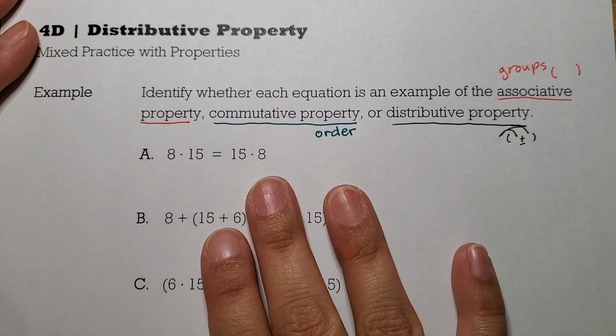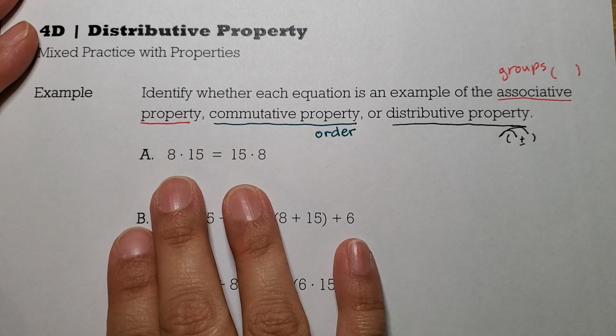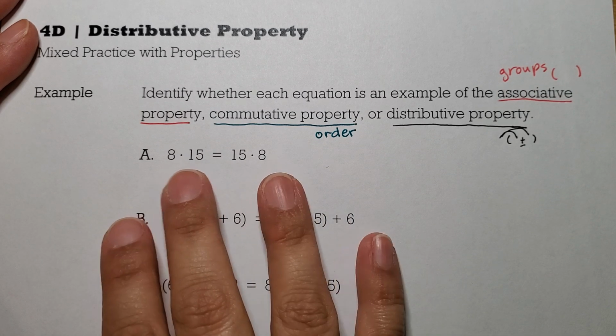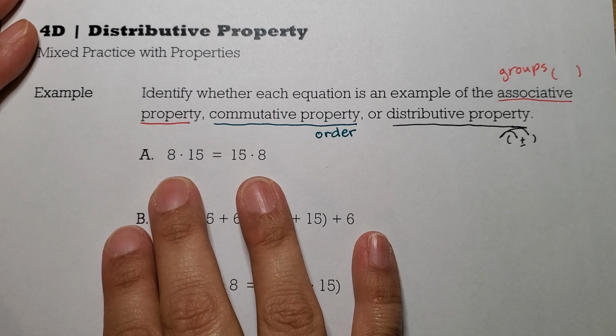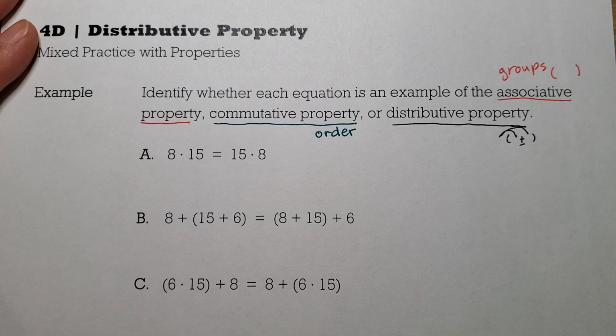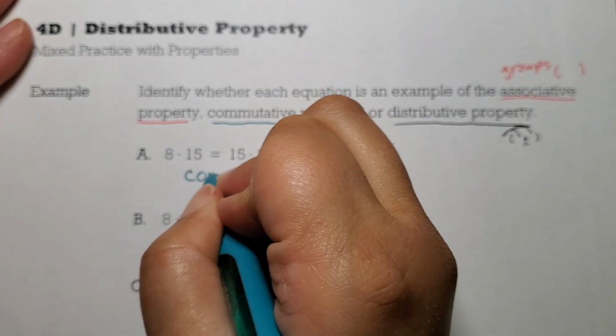So let's look at part A here. We have 8 times 15 on the left and 15 times 8 on the right. So it looks like the order of the two numbers has changed. So since the order's changed, that means this is going to be demonstrating the commutative property.